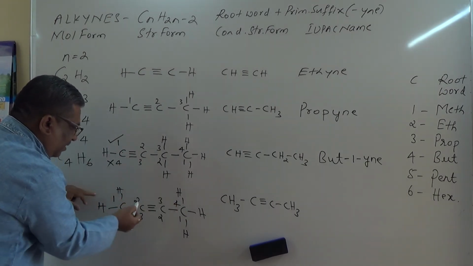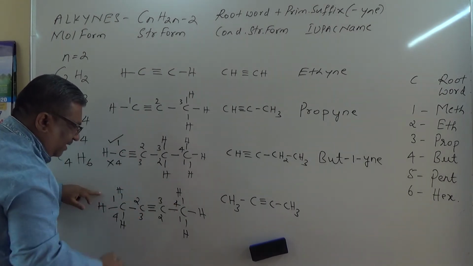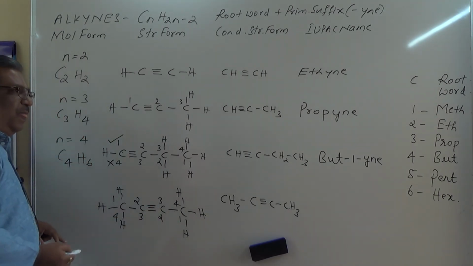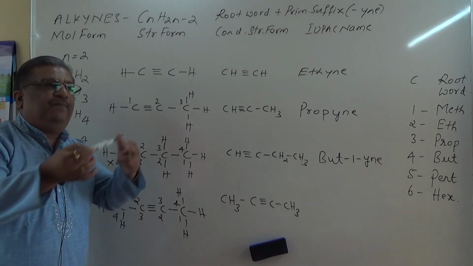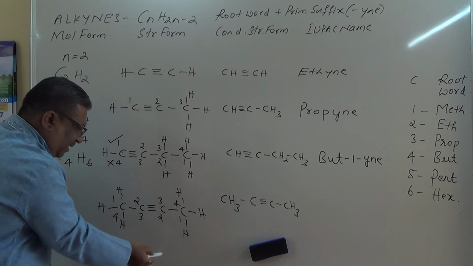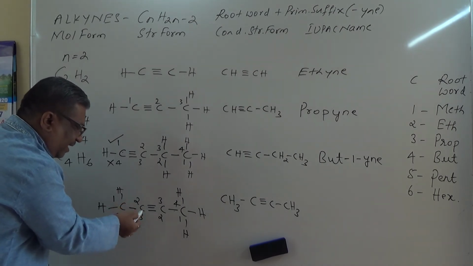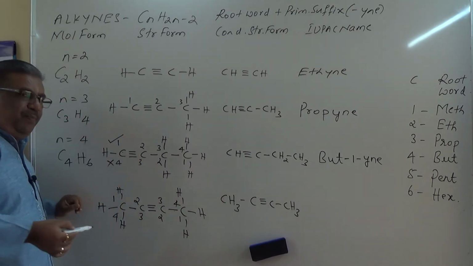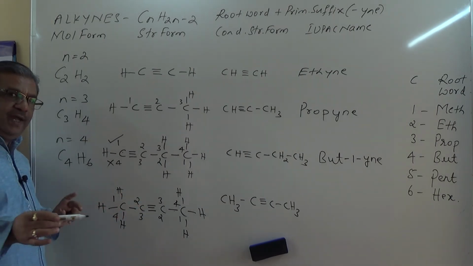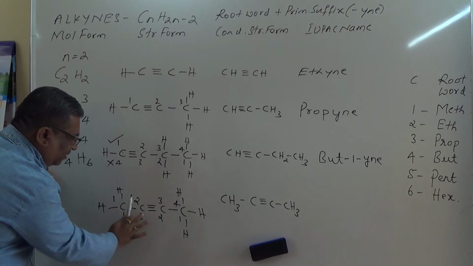From this side the triple bond is attached to the second carbon atom. From this side also the triple bond is attached to the second carbon atom. The position of the carbon just before the triple bond is what we need to count. So in both cases, the triple bond is attached to the second carbon atom. So both numberings are okay, and therefore I will retain the top one.